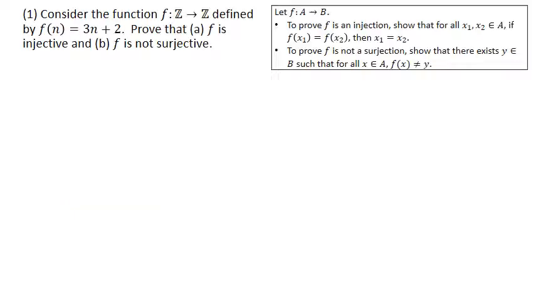Okay, so let's get right into the first section, Appendix A. Let's do the first problem. Problem 1: consider the function f from the integers to the integers defined by f of n equals 3n plus 2. There are 2 parts. Part A, prove that f is injective, and part B, prove that f is not surjective.